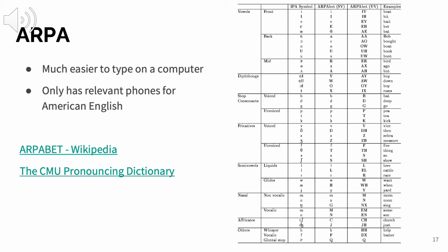It only has the relevant phones in it for American English, whereas there are phones in IPA, like glottal clicks and all sorts of stuff, which in English we don't really care to necessarily transcribe. And correspondingly, you can see on the right-hand side there, they're a lot easier to write when you're just sitting in front of a QWERTY keyboard.